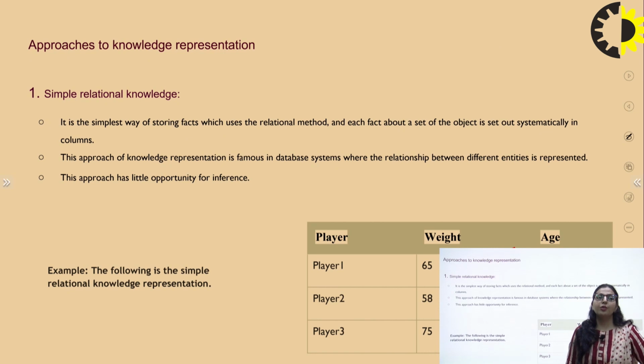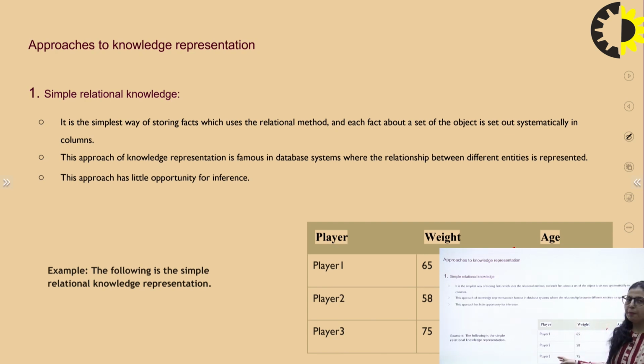So this approach has little opportunity for inference. We cannot say that this approach is implemented in every artificial object. It is restricted. It can only be implemented when we want the object and entity relation. That means if the action needs to be taken on the spot, or instantly, then we can represent the knowledge by using the simplest approach of knowledge representation.